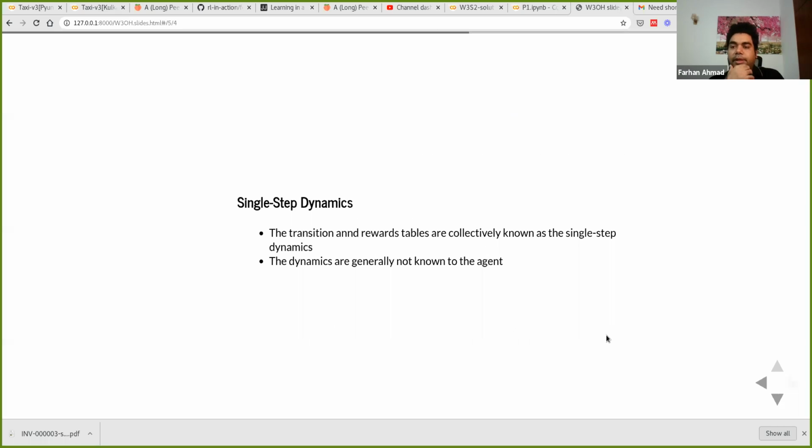Single step dynamics, we have already referred to it, but we really didn't use the term. Single step dynamics is basically your transition table and your reward tables or reward functions, right? These are generally things that are hidden from us, and that is the whole reason why we want to learn them, or we want to learn decision making while we are not able to directly look at the single step dynamics. So we don't know what states are possible, we don't know what transitions are possible, what the rewards are, what those probabilities are. We still want to learn the best course of action, the policy.